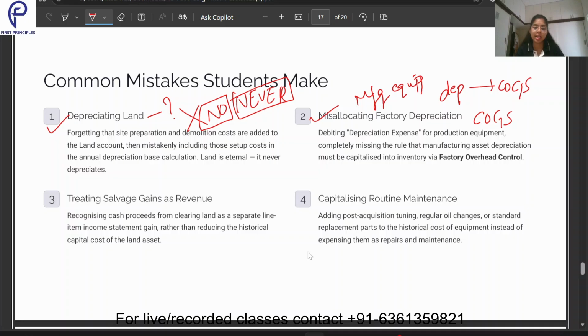Then treating salvage gains as revenue. Salvage gains are not my revenue. They are reducing the cost of my land. That means anything we have scrapped and sold on my land, say I have cleared the timber, any money I receive for that, I have to reduce from the value of my land. Then for any routine maintenance, we have to expense it off in my income statement.